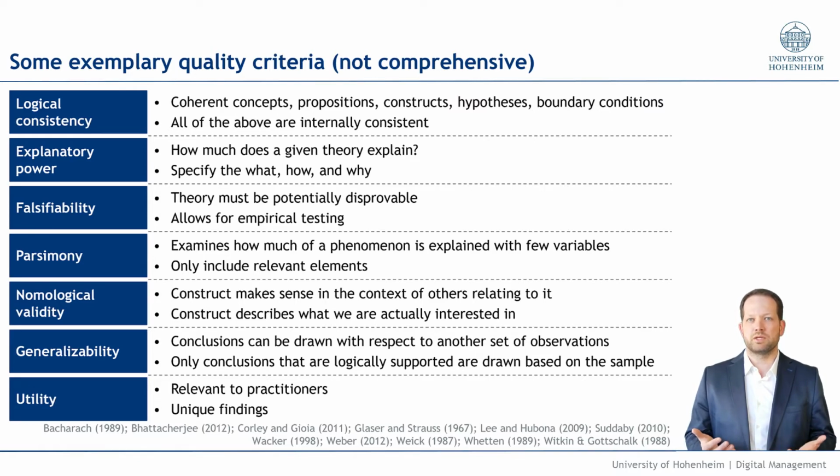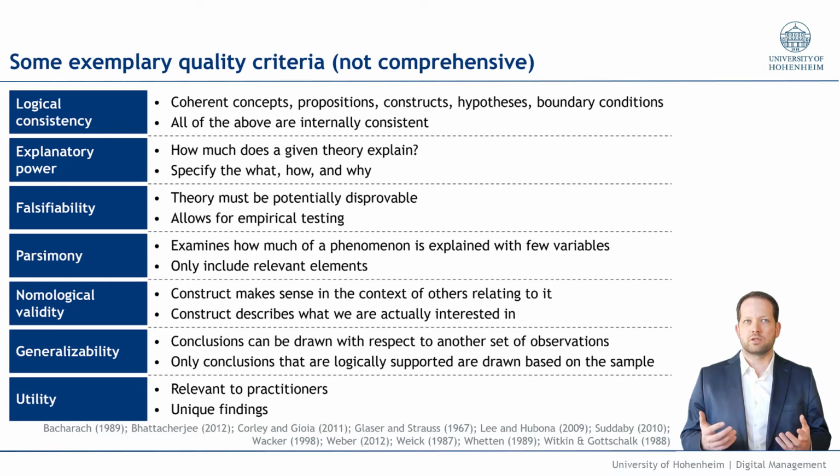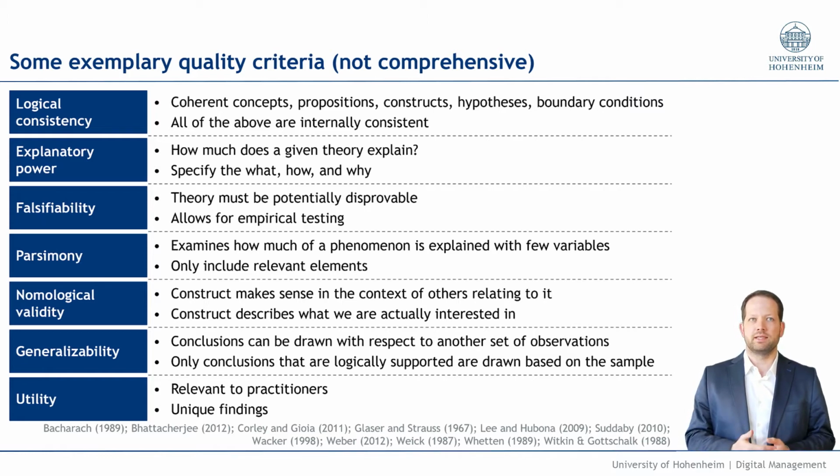Then there's parsimony. You can increase the explanatory power of a theory if you put in more and more constructs as antecedents of a construct which you want to explain or the like. But then if you put in more and more and more, then the theory gets very complex. You don't see the essence anymore. It might be better in explanatory power, but it loses parsimony. That's not good either. So you want to have a parsimonious theory, one which comes along with few constructs, few relationships.